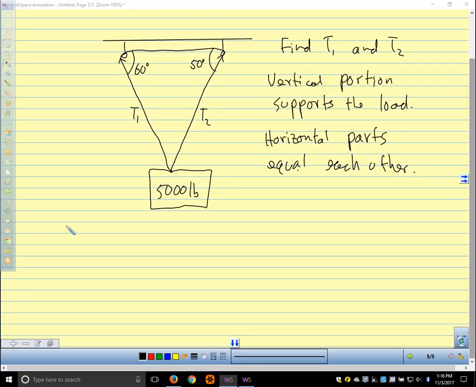So what we're doing is visualizing. I'm going to draw two little pictures here. I'm going to break this into two triangles like so.